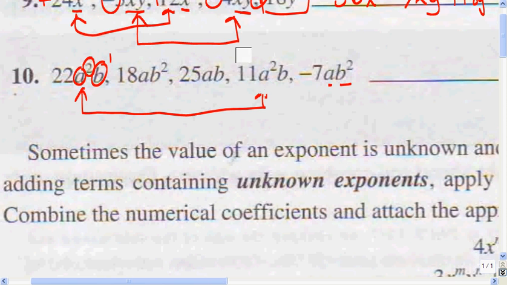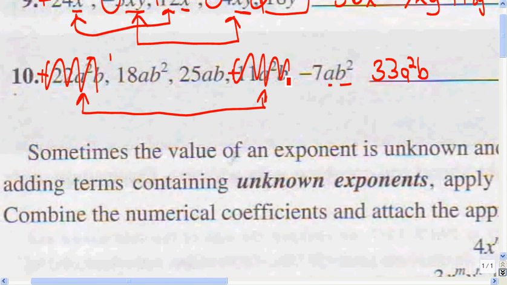So those are like terms. So we know that we're going to be able to combine these. And let's do it. And remember, when there's no sign, it's understood to be positive, so they're both positive, so that means we're going to add them, and our answer is going to be positive. 22 plus 11 equals 33 a squared b. Okay, so I'm going to just cancel them out like that so I won't get confused. Now I know I've done that.